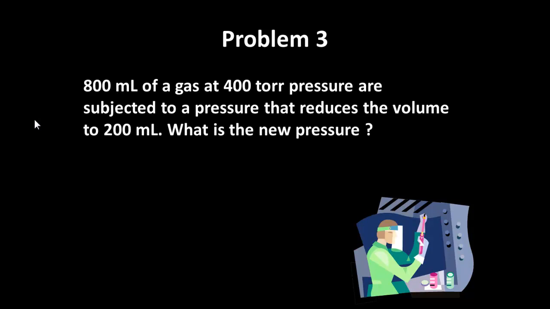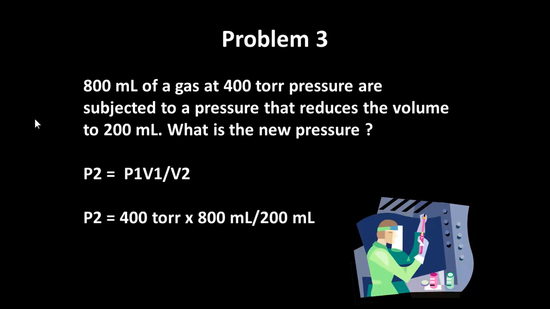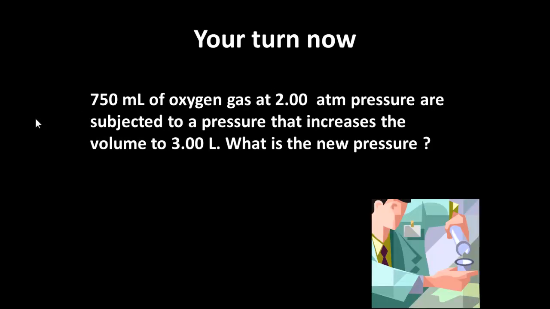Okay, let's just have one more and get ourselves into the swing of this. 800 millilitres of a gas at 400 torr pressure are subjected to a pressure that reduces the volume to 200 millilitres. What's the new pressure? Okay, we're looking for P2. P2 is equal to P1 multiplied by V1 divided by V2. So I plug in the numbers that I've got, and P2 is equal to 400 torr times 800 millilitres divided by 200 millilitres. The millilitres will cancel each other out, leaving torr as the units for the answer, and P2 will be equal to 1600 torr.